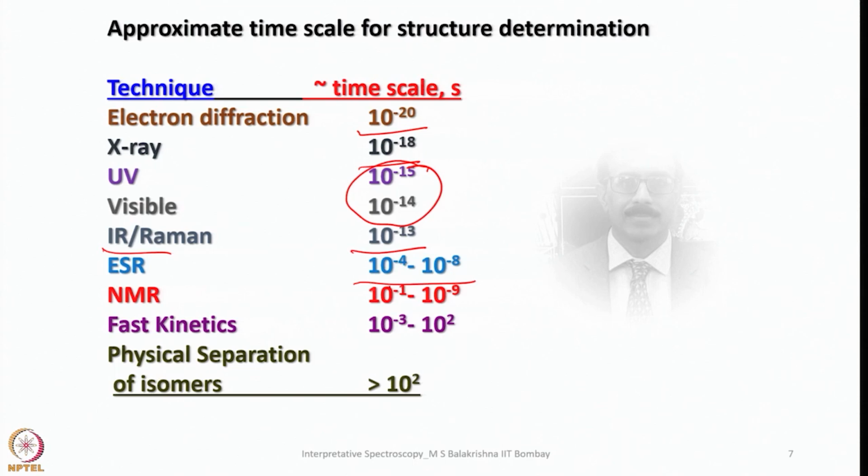We discussed NMR, and we also saw some NMR dynamic processes. Fast kinetics would be 10 raised to minus 3 to 10 raised to 2, and for physical separation of isomers, the time scale is greater than 100 seconds. So we should be able to visually monitor the morphology, and we should be able to separate crystals if they have different morphology.